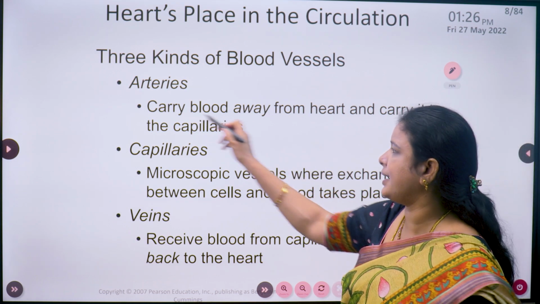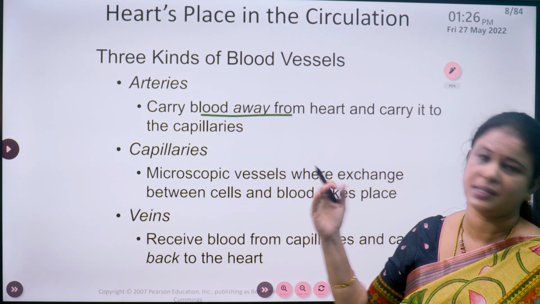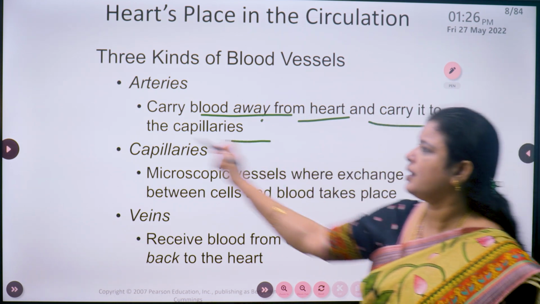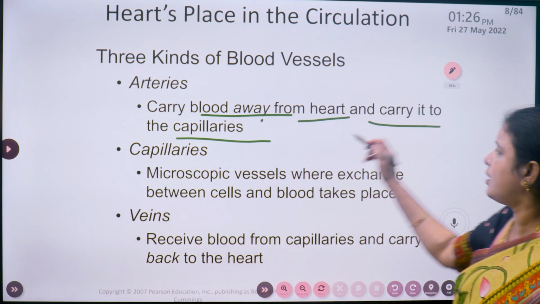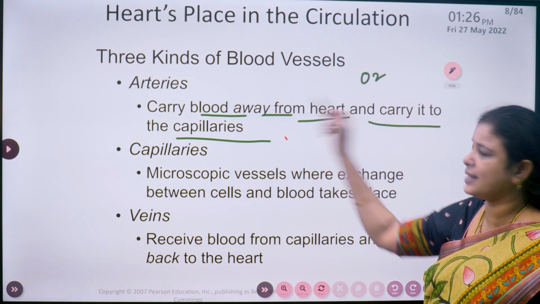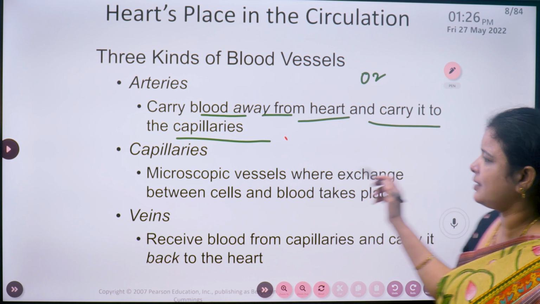So arteries carry blood away from the heart and carry it to the capillaries. Arteries always carry oxygenated blood.